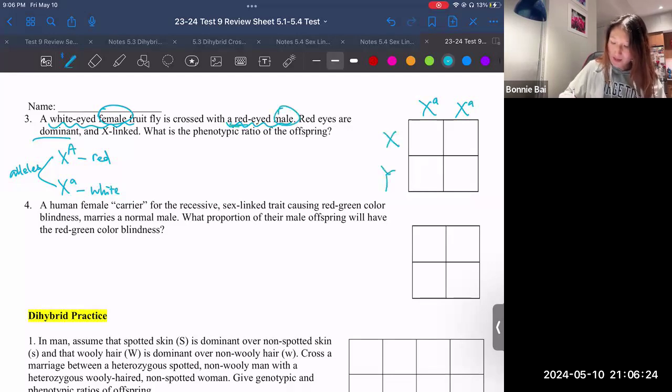Red eye means dominant, X big A Y. And we fill out the Punnett squares: X big A, X little a, X big A, X little a, X little a Y, X little a Y. What's the phenotypic ratio of the offspring?